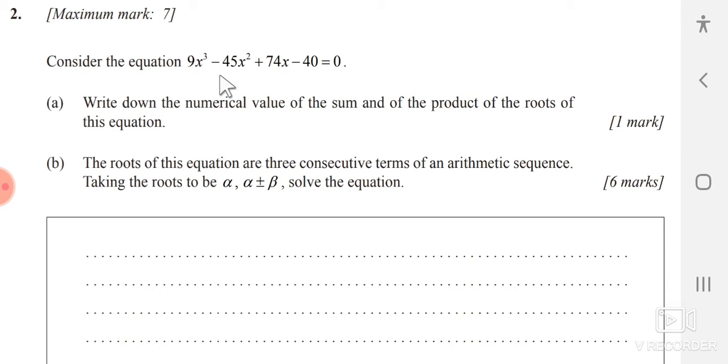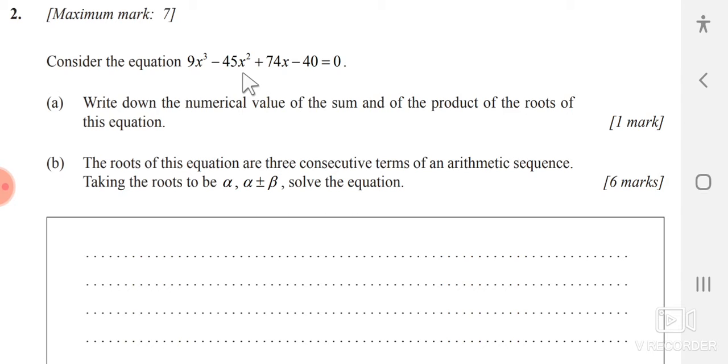And as it is already written in descending order, if you divide this whole equation by 9, this becomes x cube minus 45 over 9 x square plus 74 over 9 x minus 40 over 9. Then the second term from the left side, this is minus 45 over 9. If your term is even, I mean it's second and fourth like that, then you must change the sign.